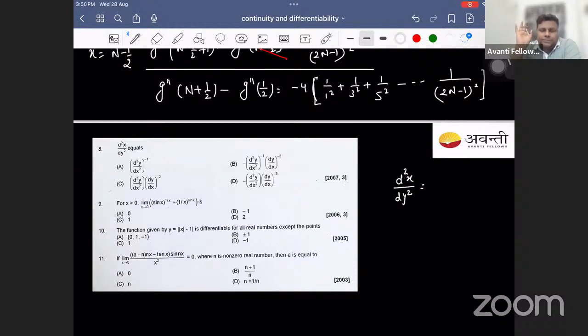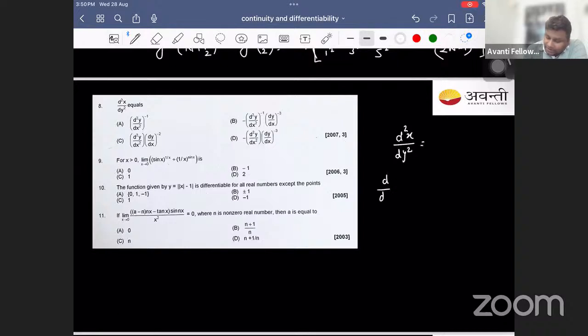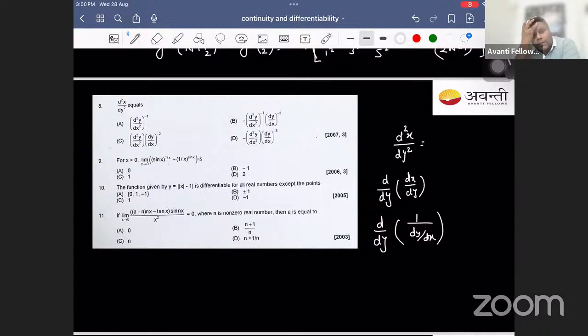Got it? That is very simple. See, if I want to do it using a procedure, this is d by dy of dx upon dy. Let us assume for the time being that dx upon dy is a function of y, because if x is written in terms of y, so dx upon dy will be a function of y. So I can write it d upon dy of 1 upon dy by dx. Now, this dy by dx, let us assume it is a function of x. So I can write it d by dx of 1 upon dy by dx into dx upon dy.